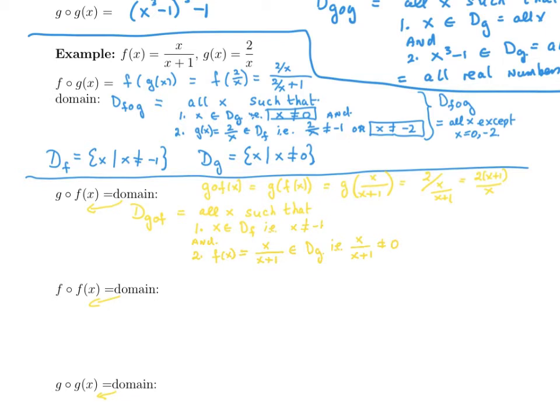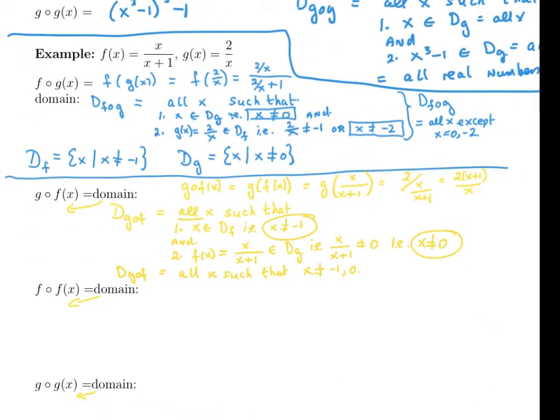Well, the only way a fraction can be equal to 0 is if its numerator is equal to 0. So x over x plus 1 can only be equal to 0 if x is 0. So that is, x is not equal to 0. So now we have all x, so that number 1, x is not minus 1, and number 2, x is not equal to 0. So the domain of g after f is all x except minus 1 and 0.